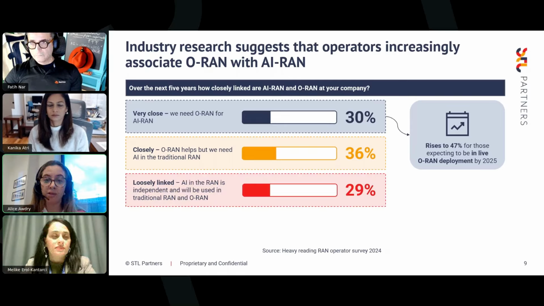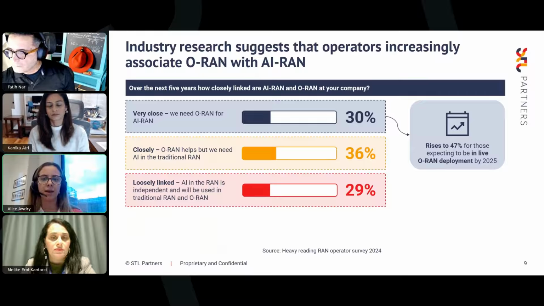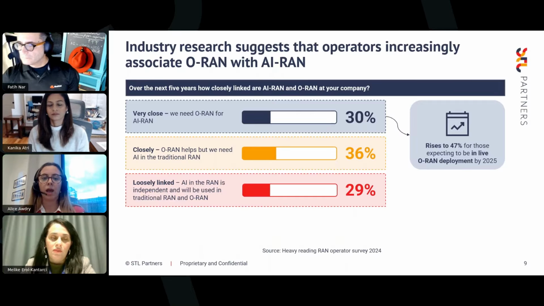We then have just under a third who think AI RAN will only be loosely linked to O-RAN. They still plan to use AI in both traditional and O-RAN environments, but they do not see a single strategy that necessarily knits these two things together. But they do see a role for AI in the RAN.